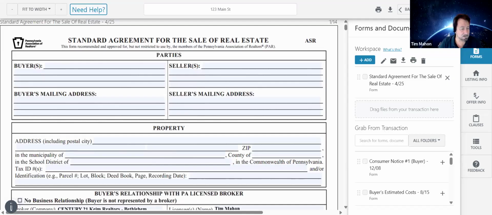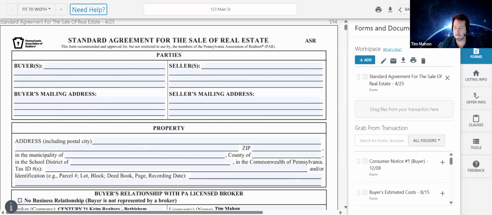It's not required that you fill out the buyer's mailing address or the seller's mailing address. Some people do it, some don't. I usually don't. Okay. Under address of the property, you want to put in the actual physical address. That's what's also going to be on the tax record. But you got to pay attention to a couple of things.